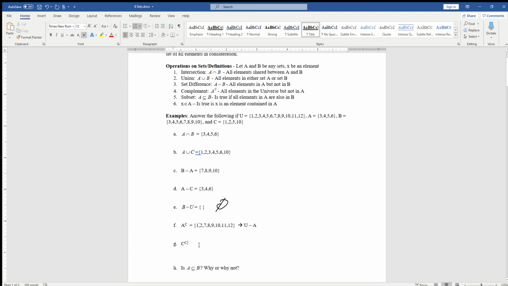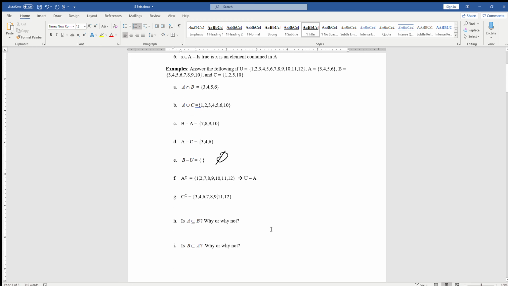C complement. Again, what I'm going to do is start with the universe, and then I'm going to subtract out any of the elements that are in C. Alright, so I notice in C that we have 1, 2, 5, 10. So I'm going to cancel out 1 and 2. I'm going to cancel out 5. And then we'll cancel out 10.